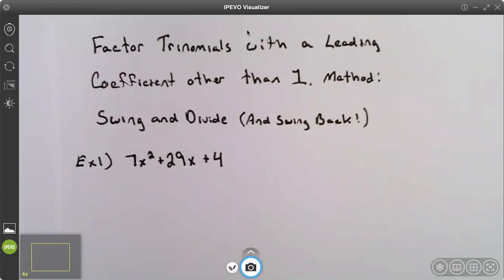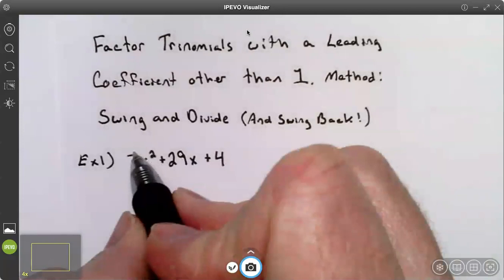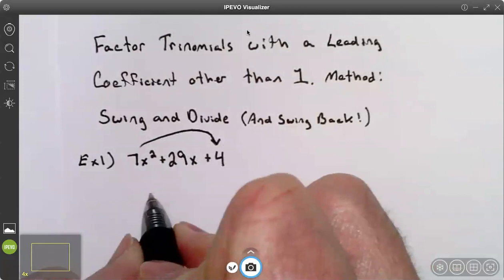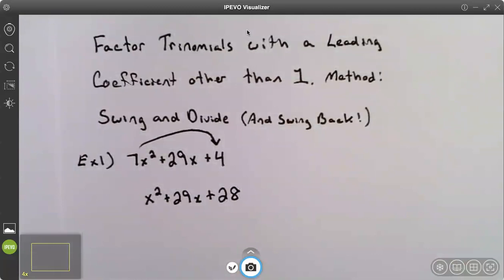So let's see what we're talking about here. Here I have my trinomial. My leading coefficient is not 1. So what I'm going to do is swing this 7 over here and multiply it by that 4. That's my swing part. 7 times 4 is 28. There's my swing. Then we're going to divide by what we swung.